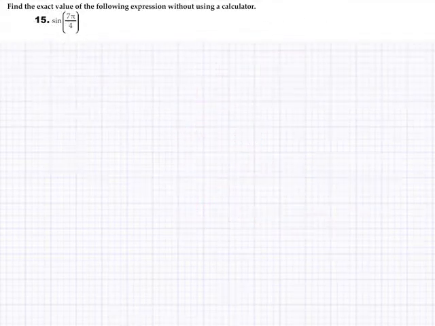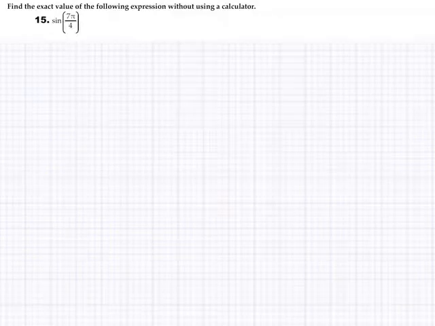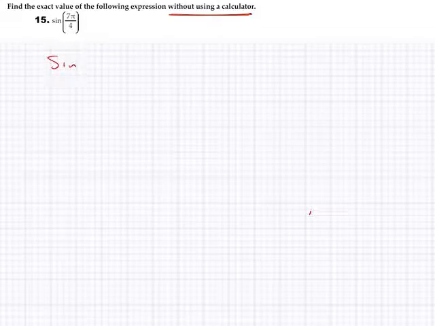Here we want to use the exact value of this function. Again, without using a calculator. Calculators lots of times will give you an estimated decimal answer. We want the exact value. So looking at this, we would need to know what the sine of pi fourths is, and we should know that the sine of pi fourths is square root of 2 over 2.